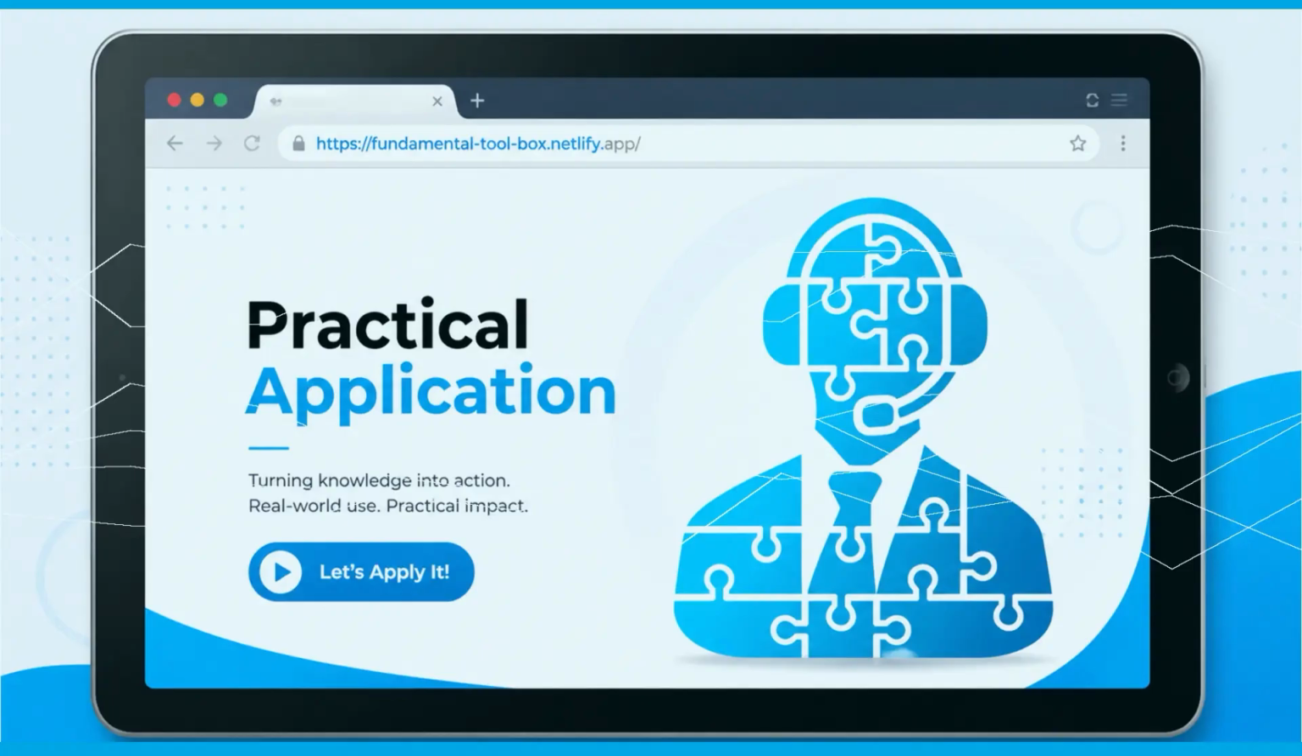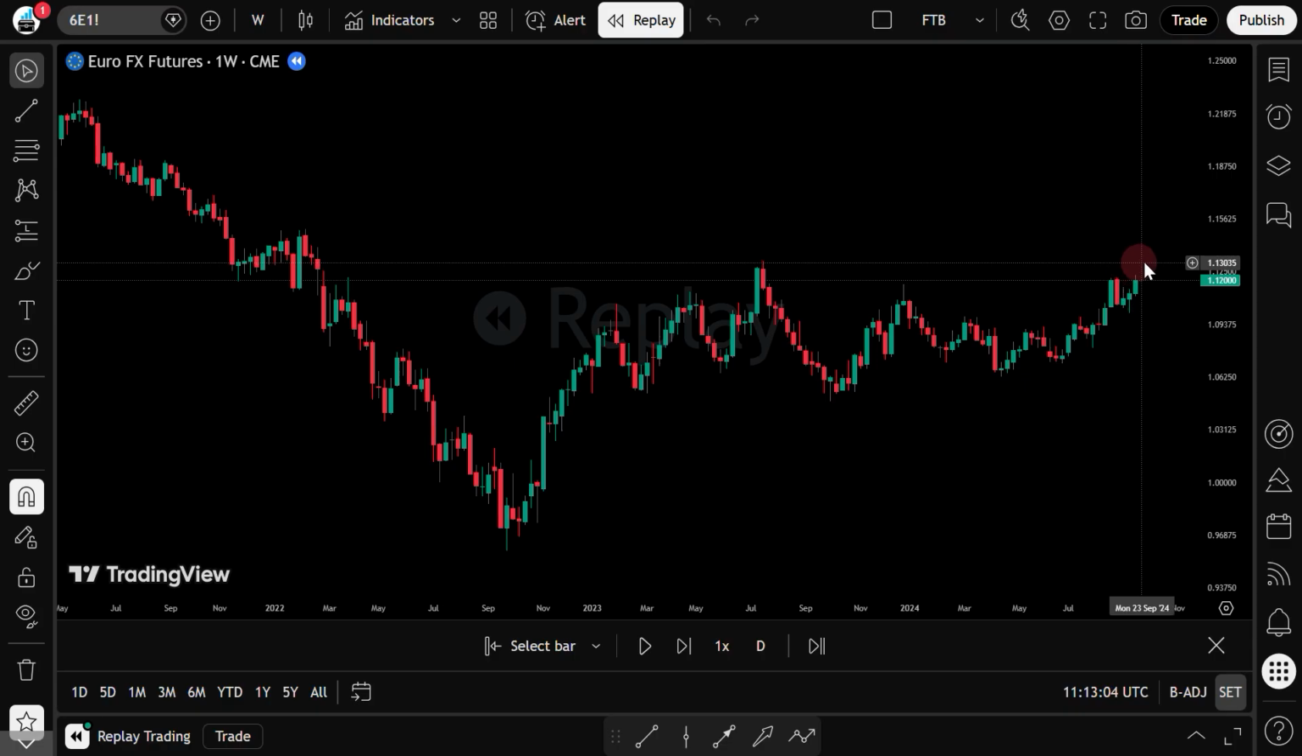Knowledge is useless without application. This is where Fundamental Toolbox comes in. We take these concepts and turn them into real-world strategies. I'll now show you step-by-step how to find the COT Commercial Positions Tool created by Fundamental Toolbox on TradingView, and more importantly, how to use it correctly. Let's get straight into it.